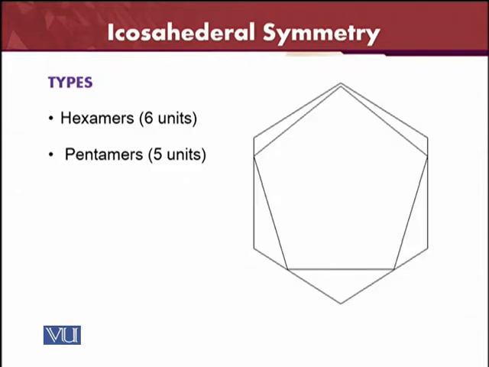The types are hexamers and pentamers. It is composed of hexamers, which have 6 units, and pentamers, which have 5 units. As we have already known, there are primary, secondary, tertiary, tetra shapes, then the penta shapes, which are pentamers, and hexamers. The hexamers are the shape which has 6 units, as is clear in front of you. So the icosahedral symmetry is made up of two kinds of units. One is the hexamers, which has 6 units all around, and the other is the pentamers, which has 5 units. They come together and become the icosahedral shape.